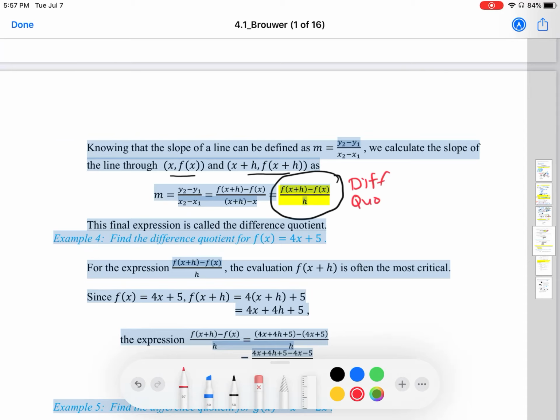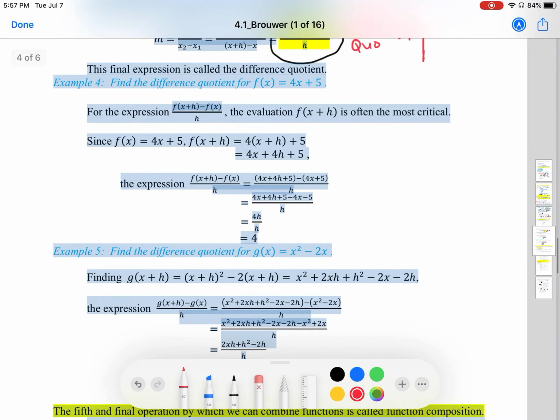And if what I said above and all the writing made no sense, it's okay. This is all we want. We want that formula. So how do we find the difference quotient of this problem? Say example 4. Find the difference quotient of f of x equals 4x plus 5.